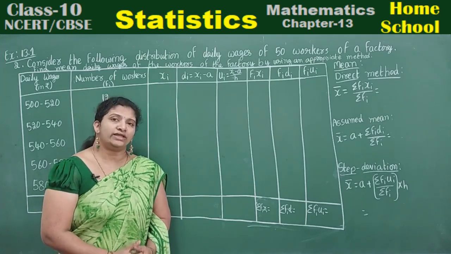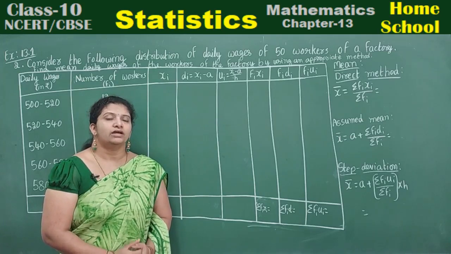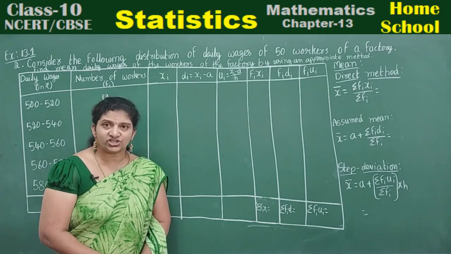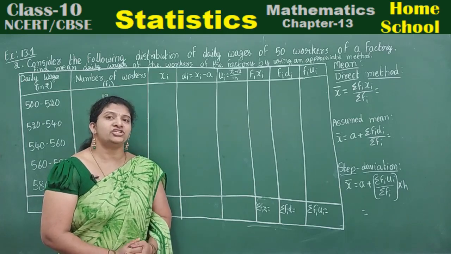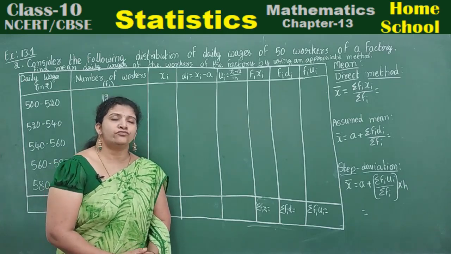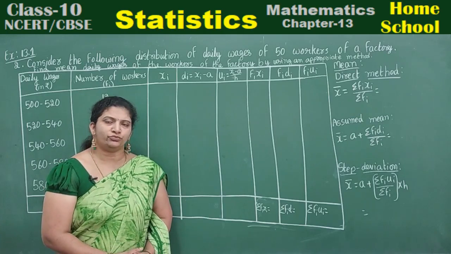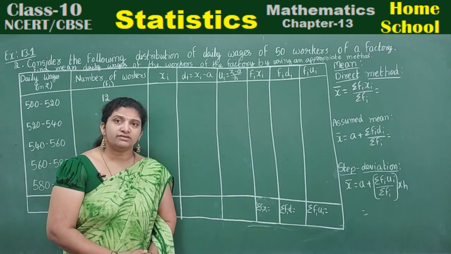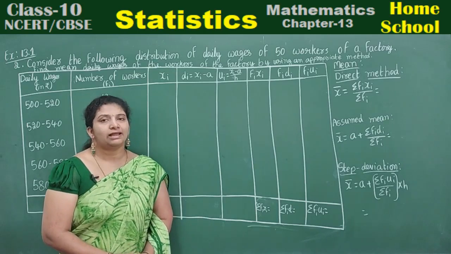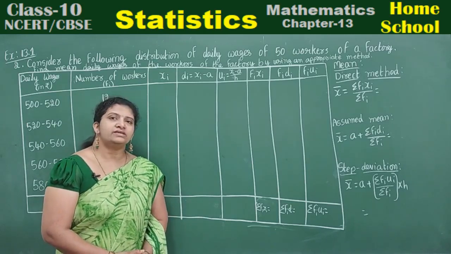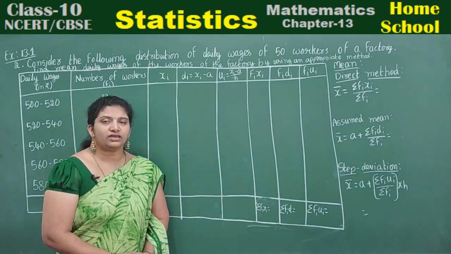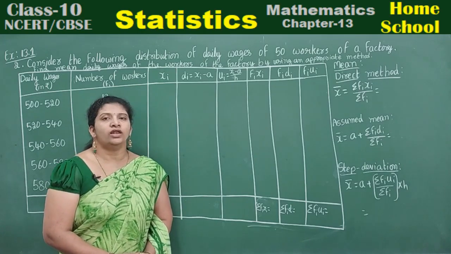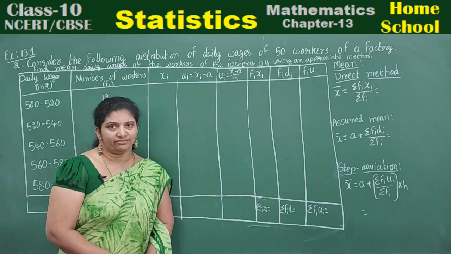If you want to go with assumed mean method, class interval, frequency, score, deviation, FD, summation FD. Those four columns are enough for assumed mean method. Similarly, if you want to choose step deviation method, class interval, frequency, score, Ui, Fi, Ui, summation Fi, Ui. Only those four columns are enough.